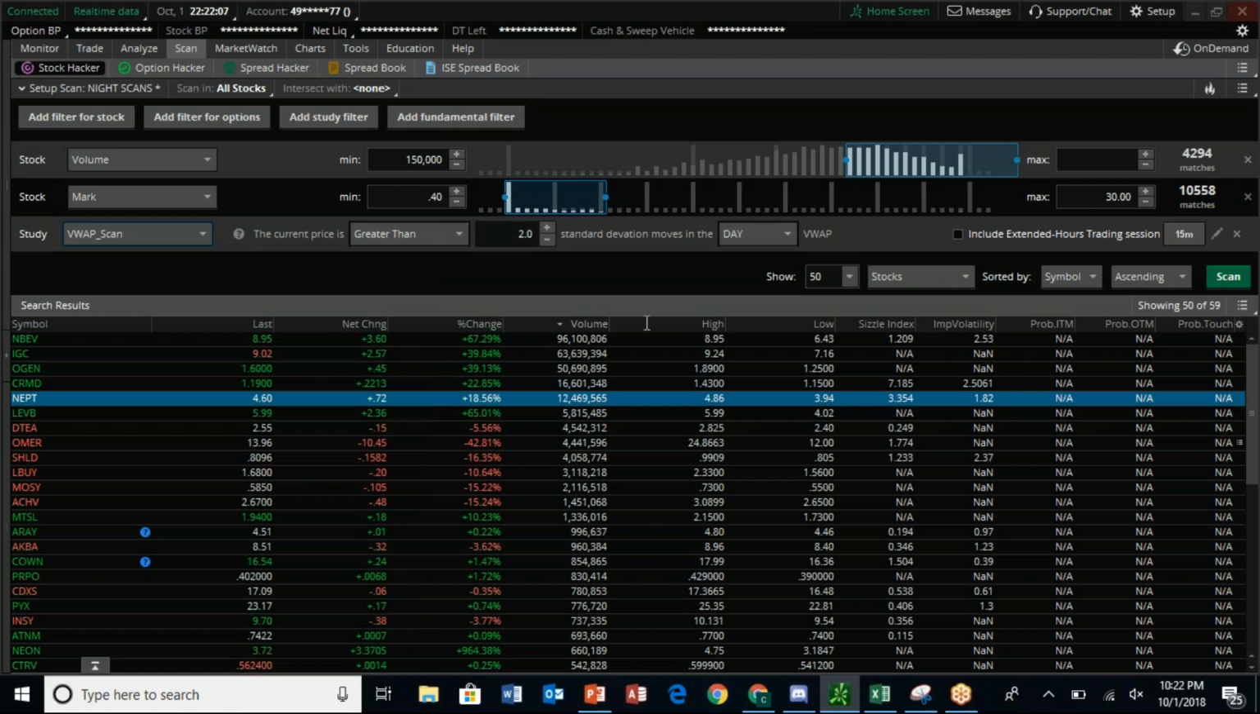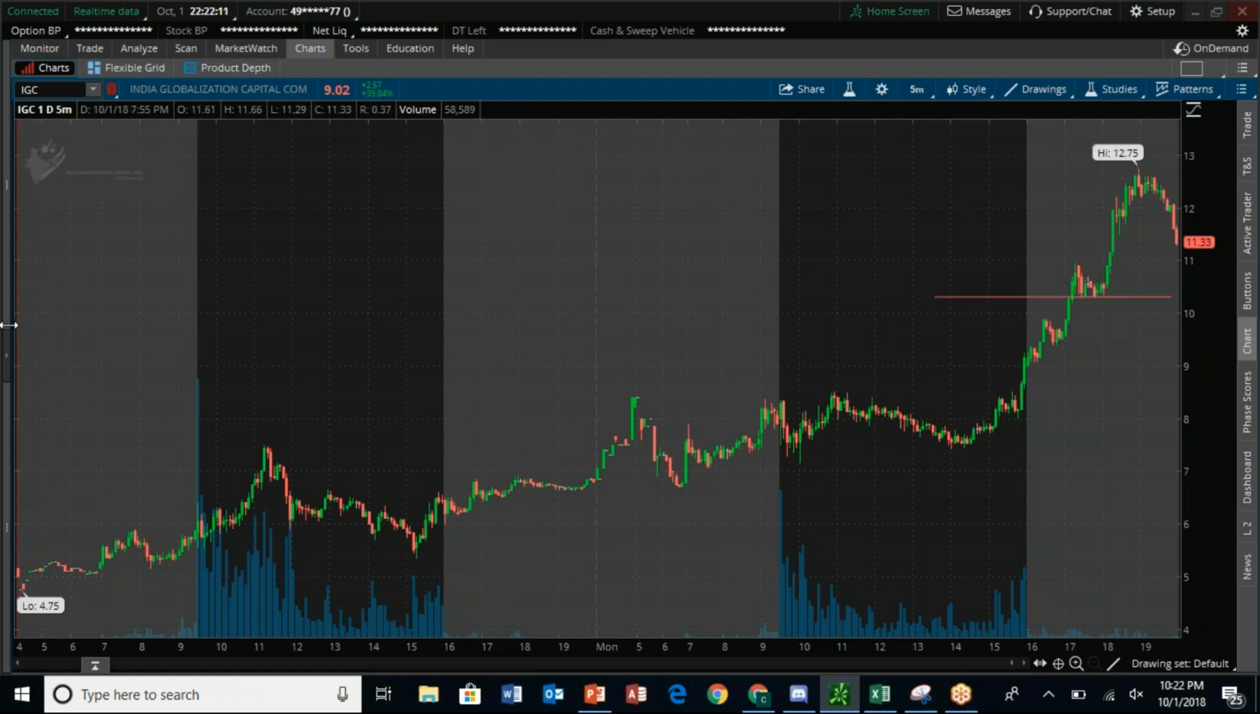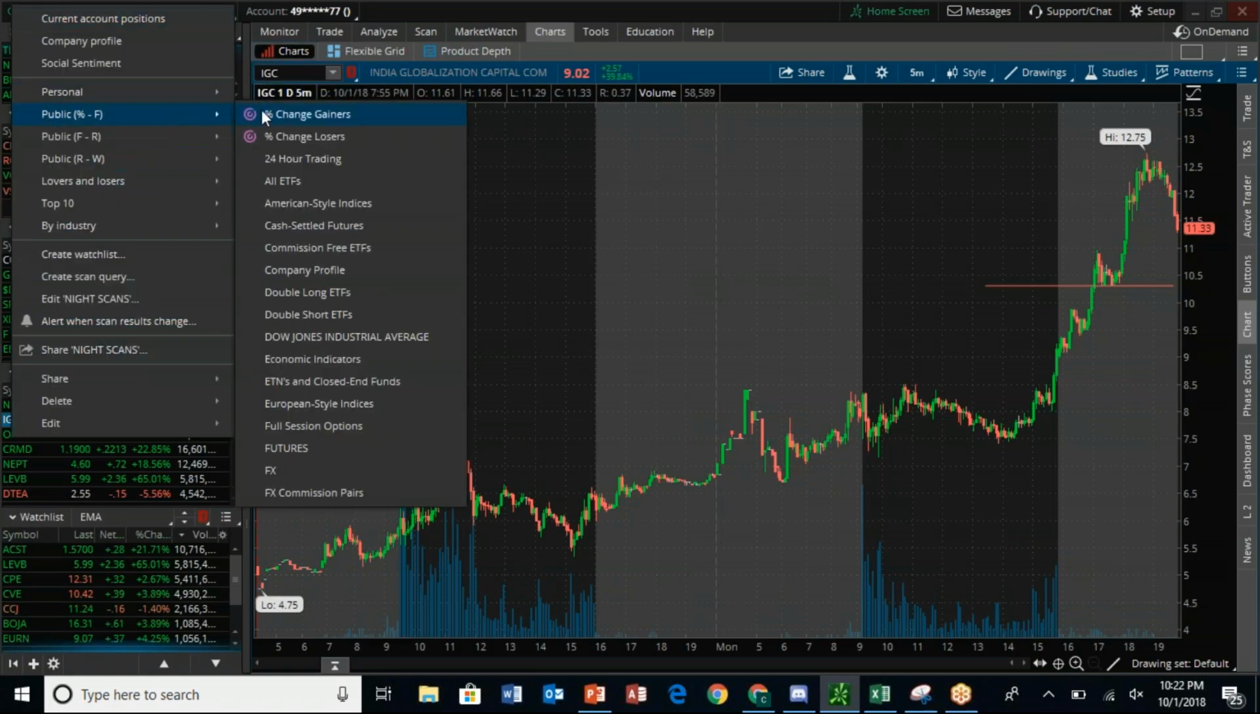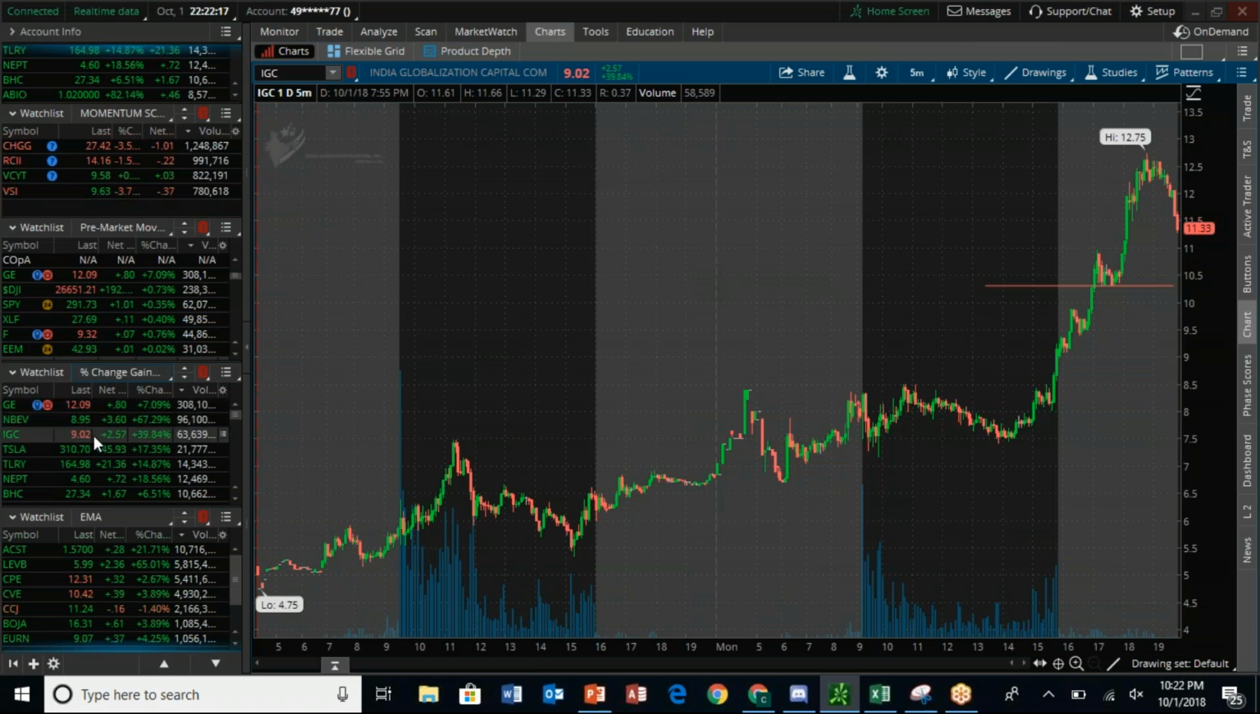Are there preset scanners just for day trading? You can go to the public area, and this percent gainers. With percent gainers, you can see some of the same stocks that we trade on these custom scanners are popping up here, like MBEV, IGC.